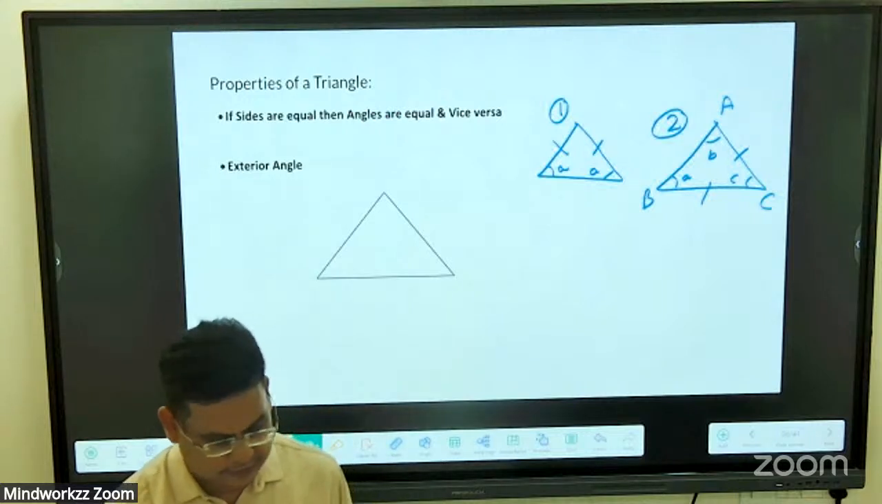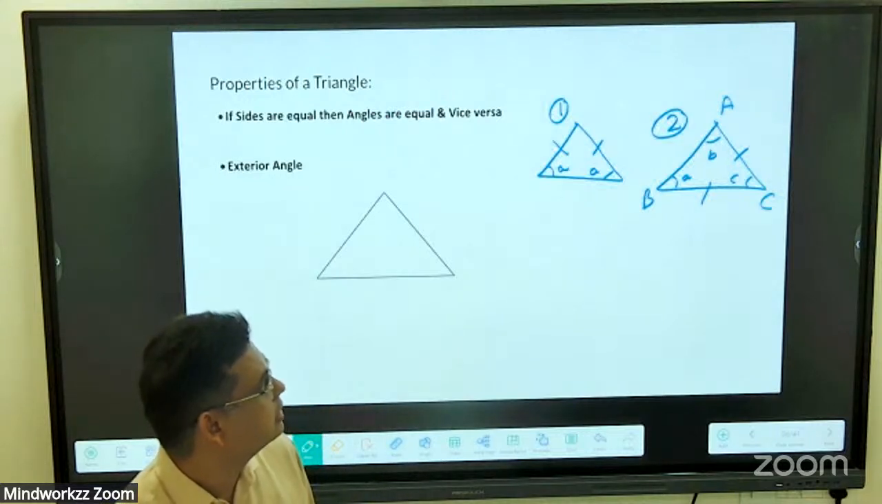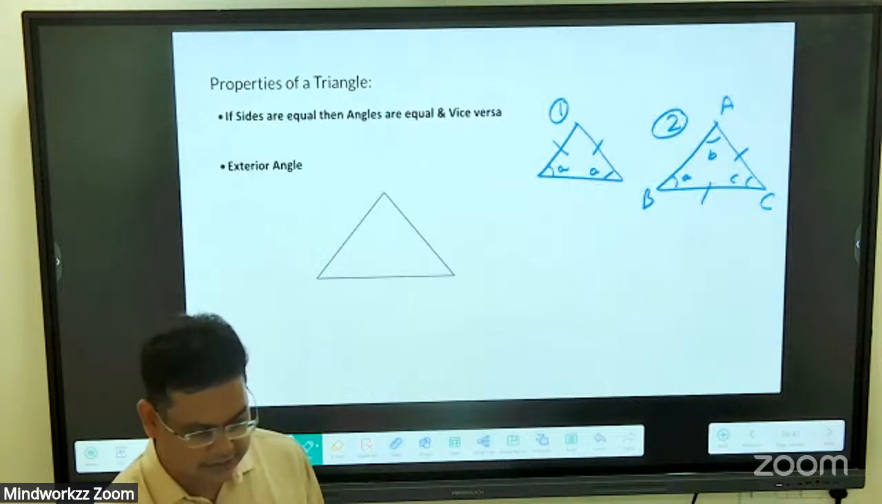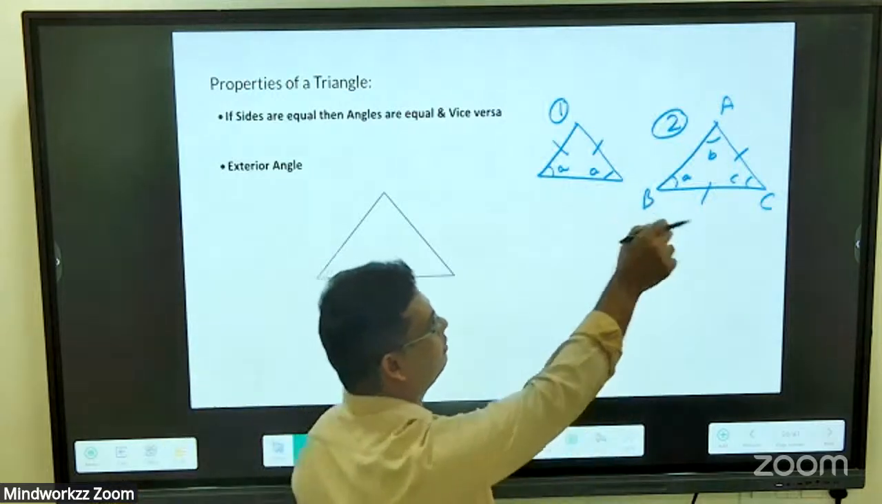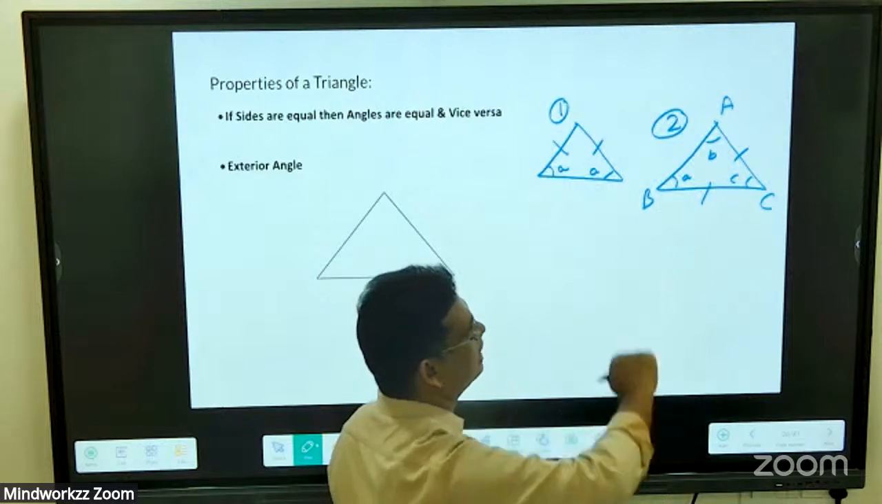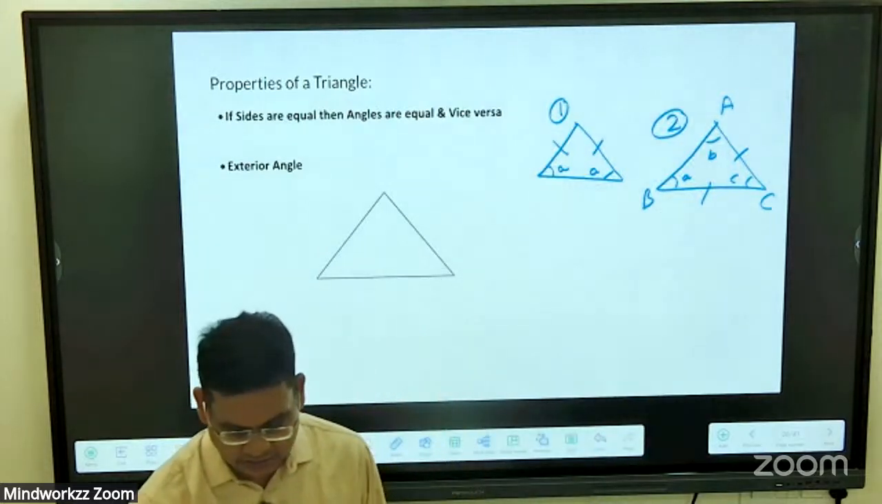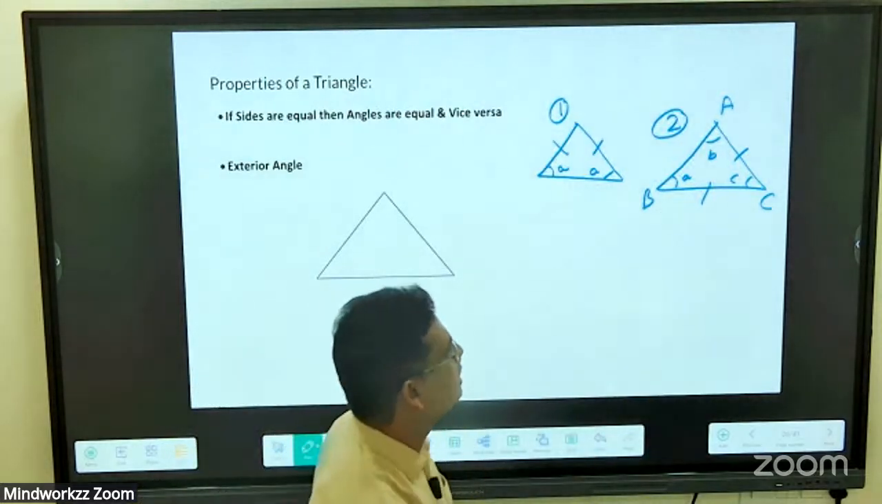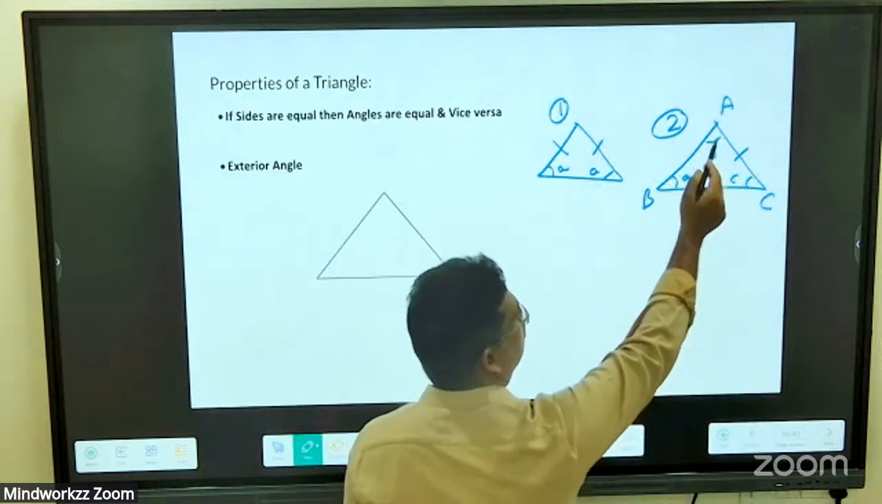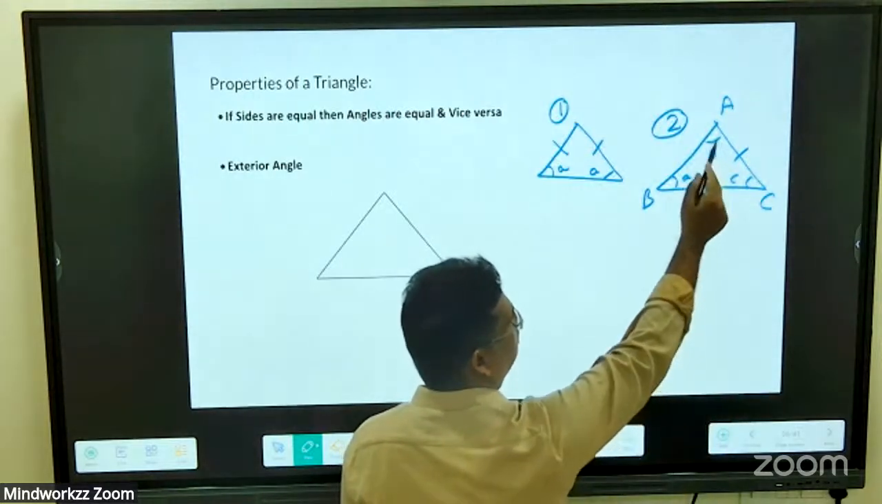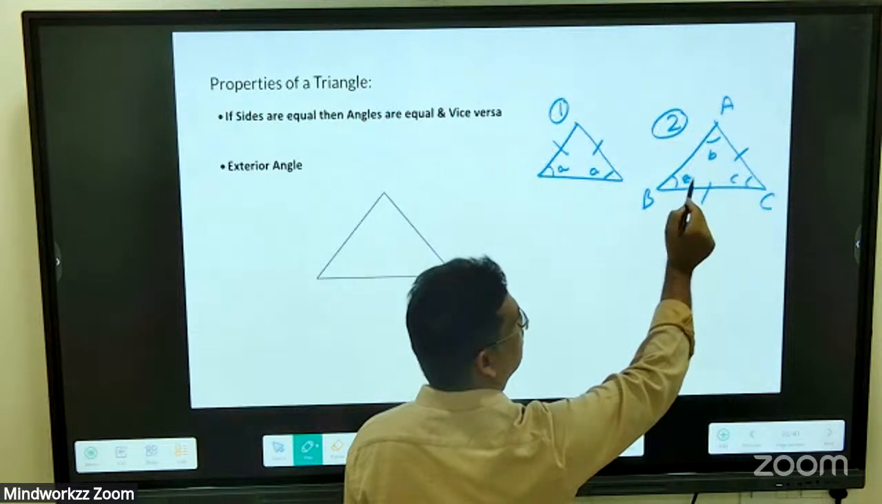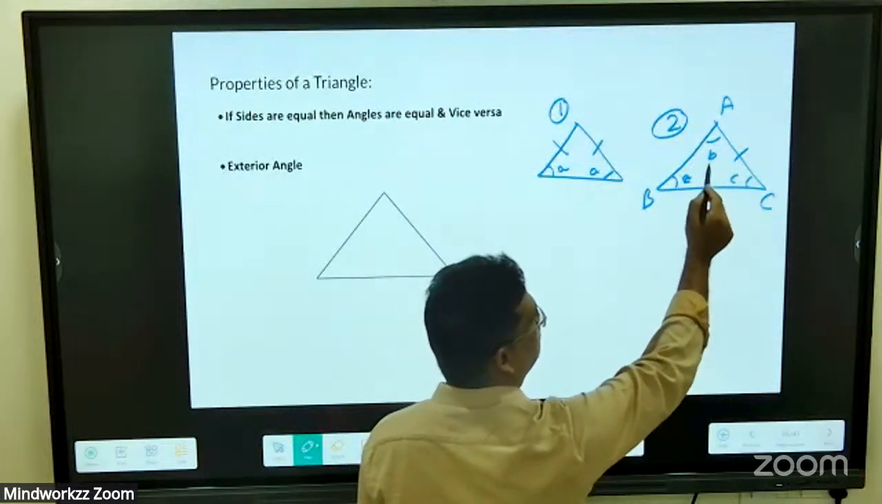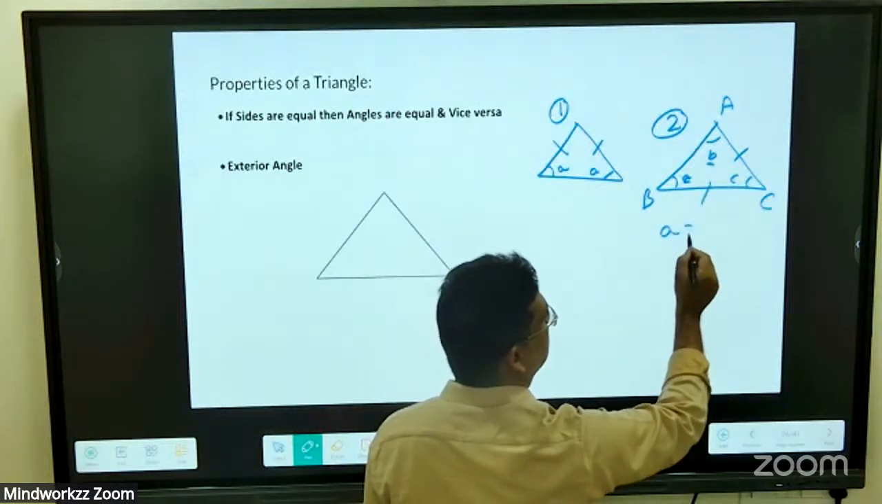In this triangle, triangle 2, if BC and AC are equal, which two angles will be equal? The triangle is ABC, the second triangle. AC and BC are equal. Two sides have been given equal. So A and B. Yes, you should know the angle opposite to side AC is B and the angle opposite to side BC is A. So A and B will be equal, right?